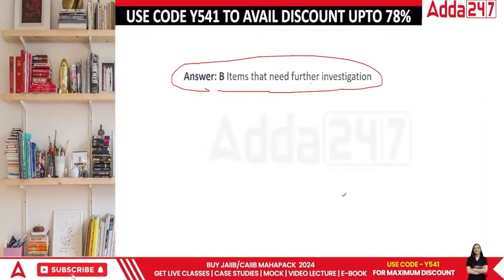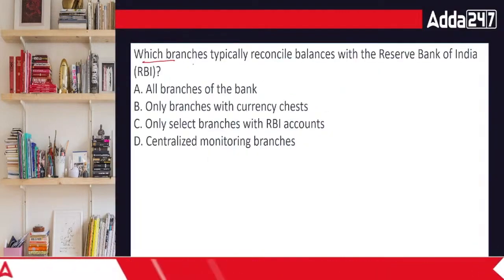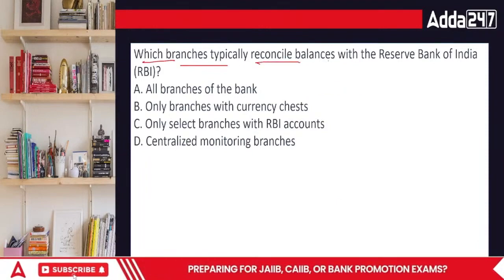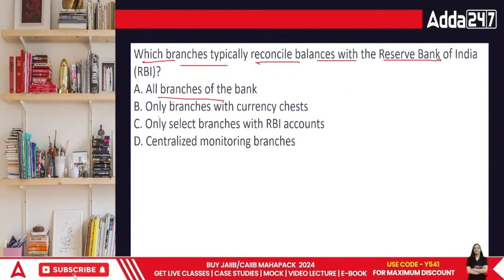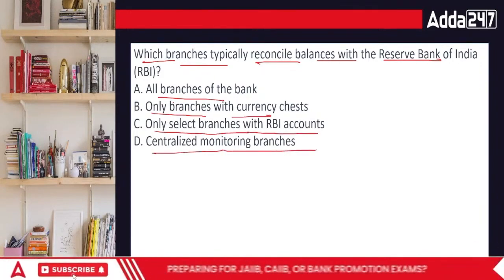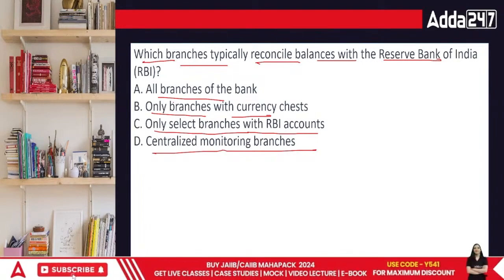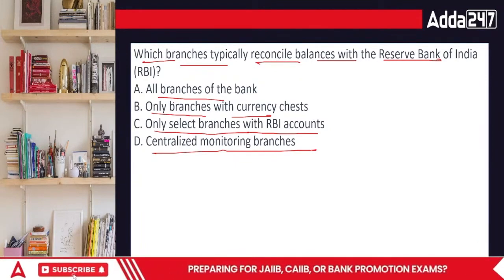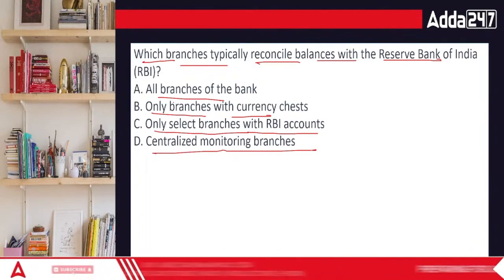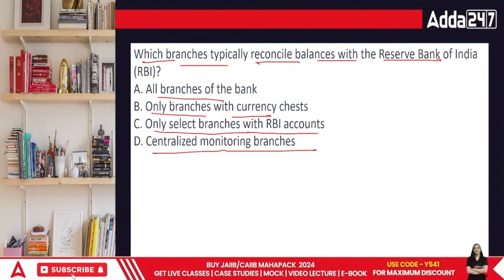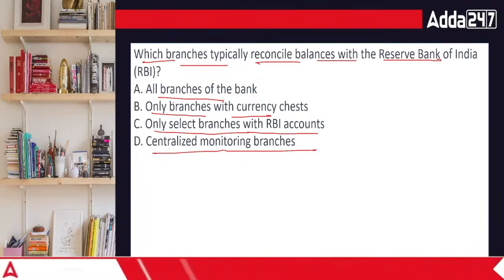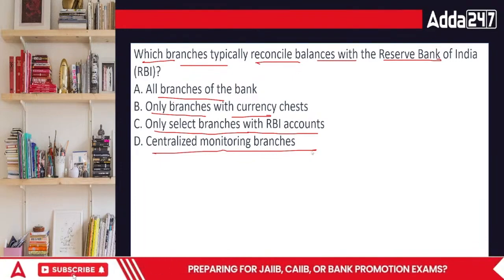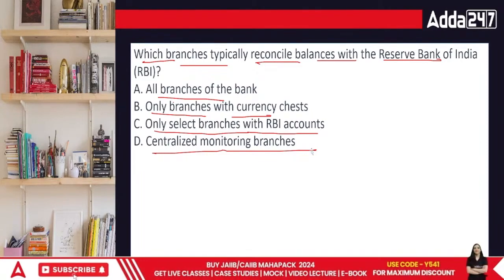Then everyone, now comes the next question. Which branches typically reconcile balances with RBI? All the branches of the bank, only branches with currency chest, only select branches with RBI accounts, or centralized monitoring branches? What would be the answer, everyone? Which branch typically reconciles with RBI? All the branches, only branches with currency chest, only branches with RBI accounts, or centralized monitoring?